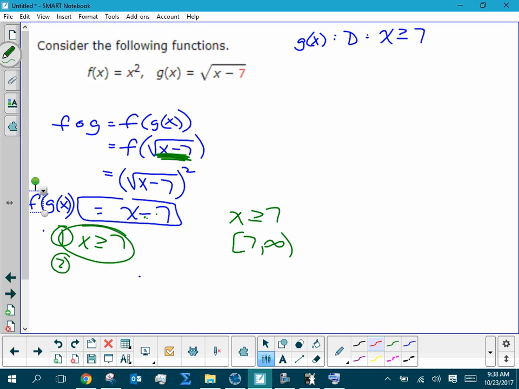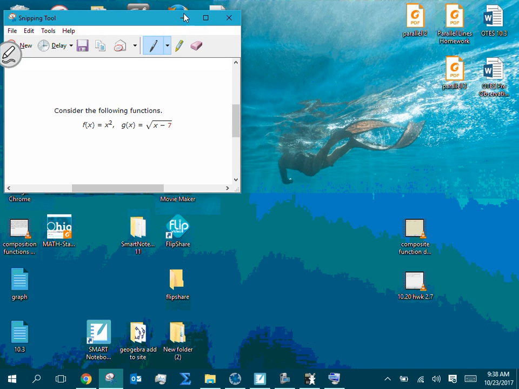Now here's the thing: you can't, because they're composition of functions. What I want you to understand is that there is a difference.